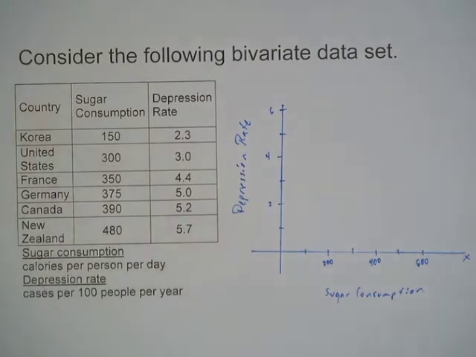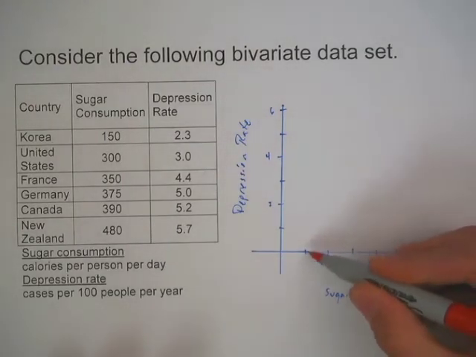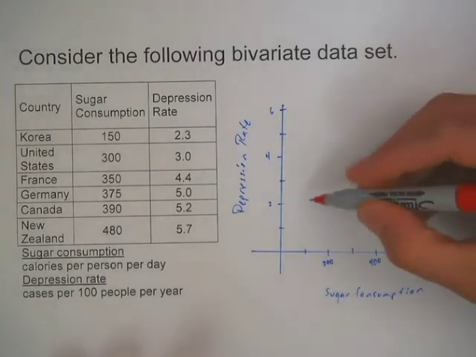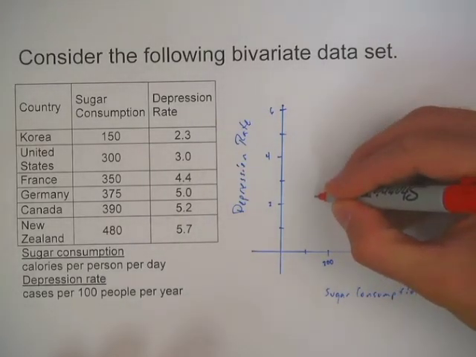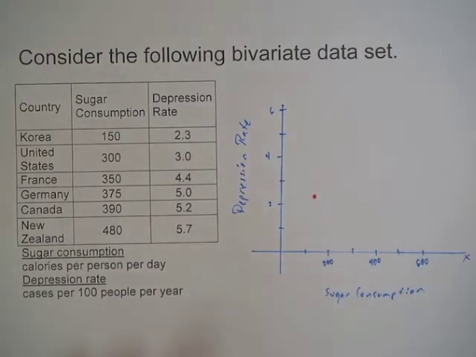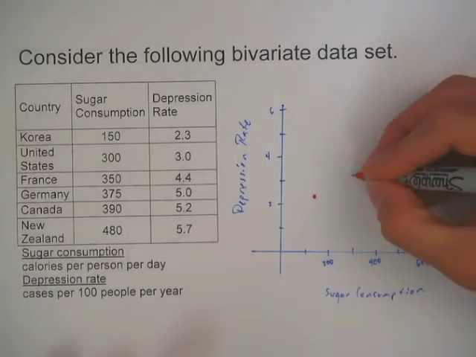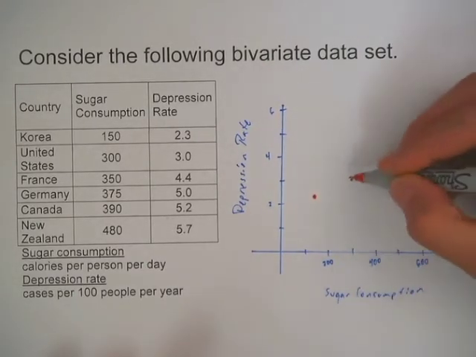Now in a scatter plot, a dot represents each individual. In this case, an individual would be a country. So I'm going to make a dot for Korea, and that dot will match up with the value of sugar consumption and depression rate. So we have 150 and 2.3. This is 100, so 150 will be halfway between 100 and 200, and then 2.3 is going to be a little bit above 2. So that's going to be about here. That point represents Korea. Okay, United States, 300 and 3.0. That's right about here, so we can see that it matches up with 300 and 3.